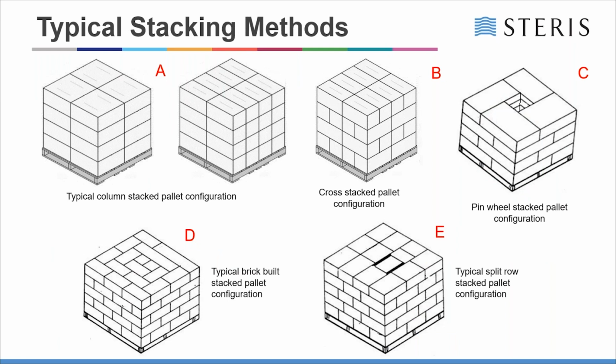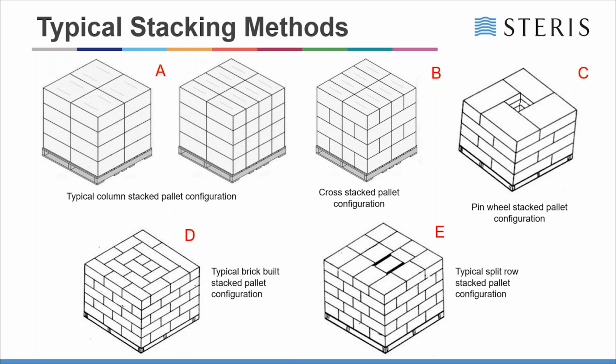Again, looking at basics like stacking product on a pallet, how is it done and what gives you the most reliable way of stacking a box on a pallet. Typically, these would be the main 5 types of stacking methods. On A, you have a typical column stack. B, you have a cross stack pallet. C, you have a pinwheel. D, you have a typical brick built pallet. And E is a split row pallet.